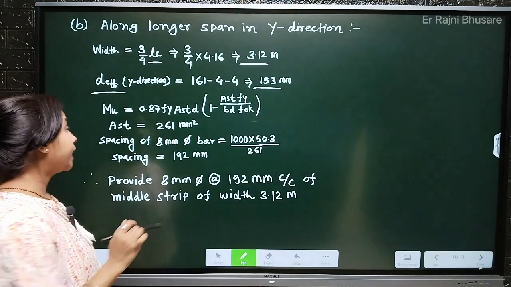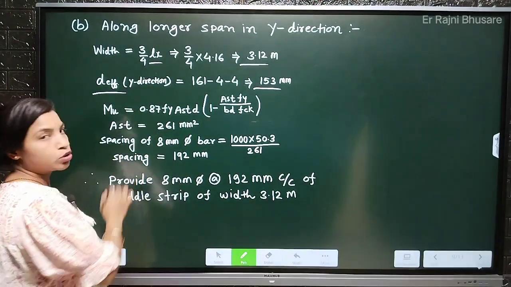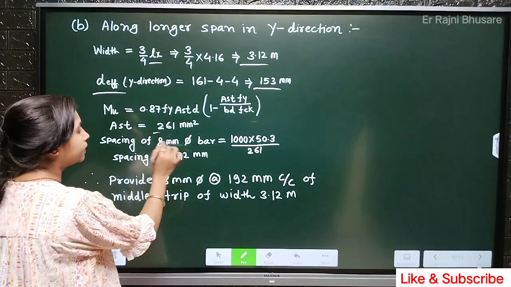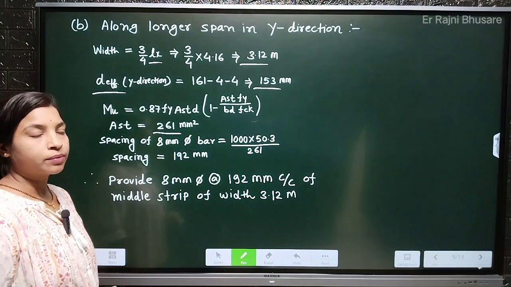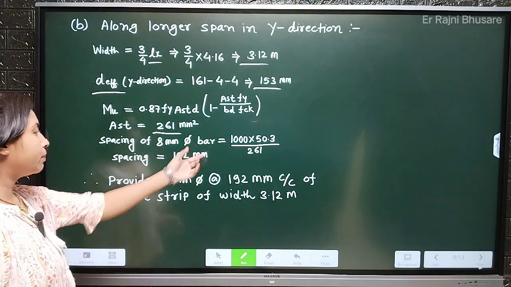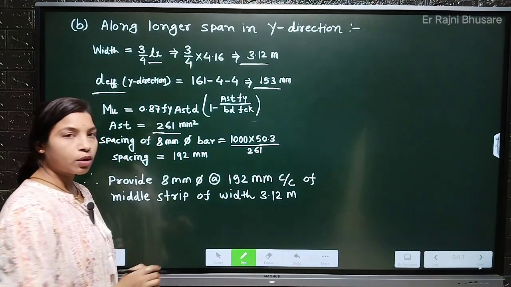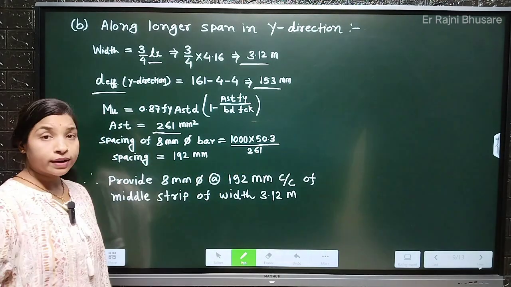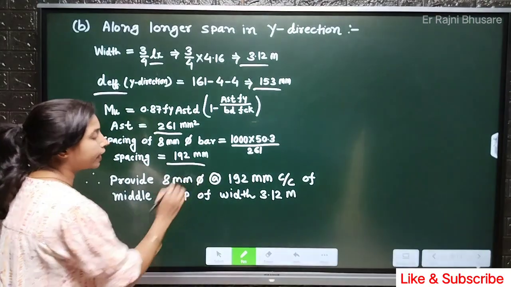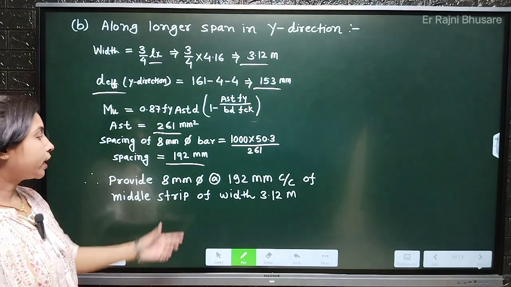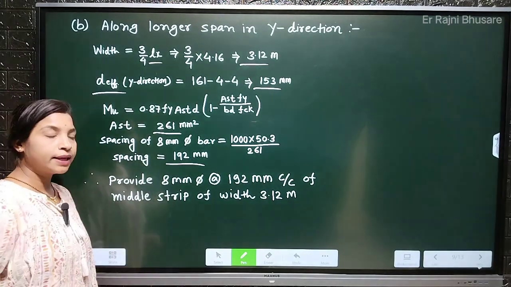Also we will calculate area of steel by this formula. So our Ast is 261 mm squared. And now for spacing of the 8 mm dia bar, their formula is 1000 multiplied by 50.3 upon 261. So our spacing is 192 mm. And you can see here, this is a very important thing.